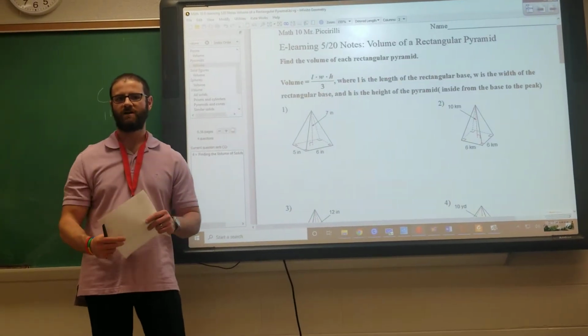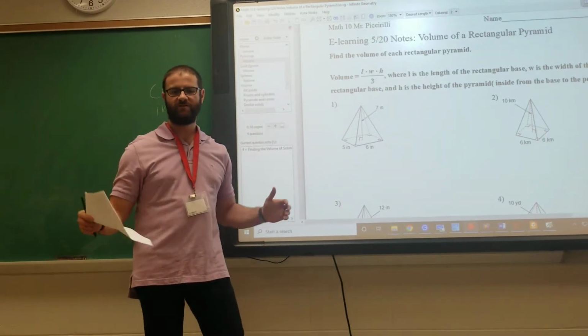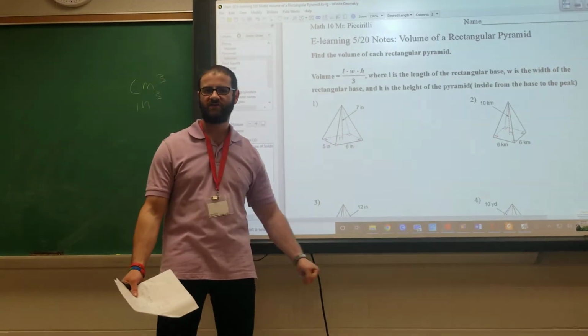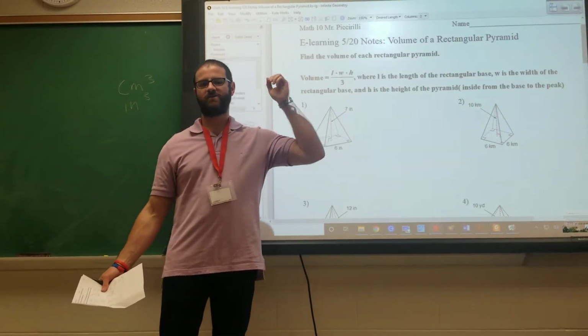And today's lesson is for Wednesday, May 20th, and we are continuing with volume. Okay, so finding that amount of space inside a three-dimensional figure. Remember, yesterday's e-learning was volume of a rectangular prism. Today we're going to look at volume of a rectangular pyramid.